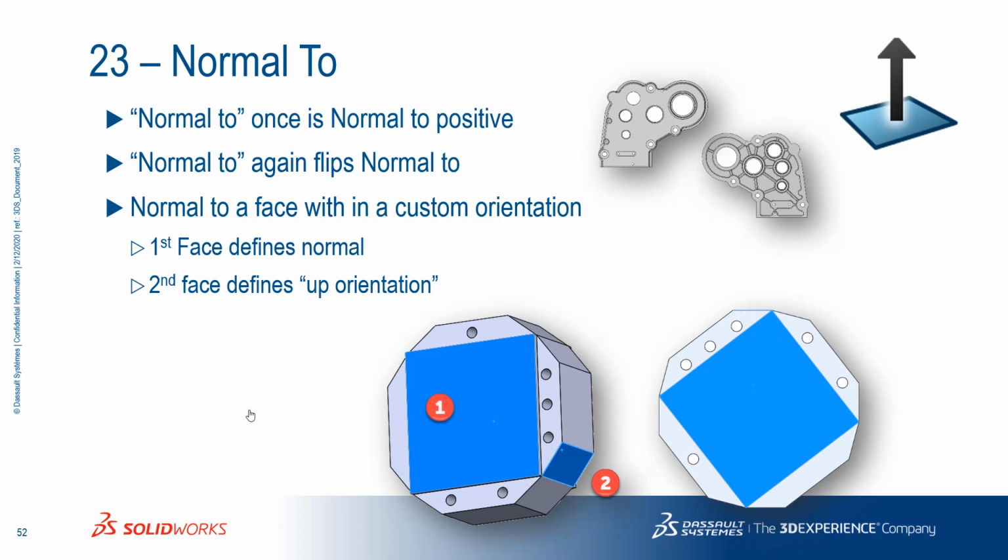Now, normal to. This isn't a tip that normal to exists. This is a tip on a way to customize the way it's going to be normal to, okay? So the first thing is just some extended functionality here. Normal to once, you're looking at it, you hit normal to again, it flips it around, and you can do that all day. But then the next tip here is how to do a custom orientation of your normal to. The first face determines the normal, and then the second face determines its orientation, right? So you're just basically rotating it around.